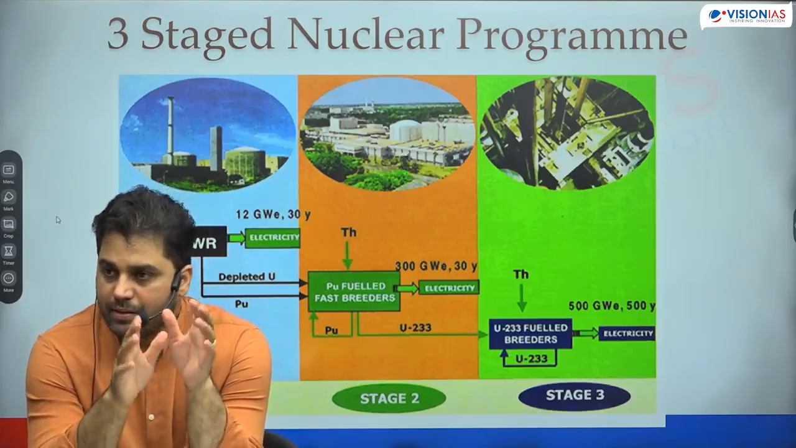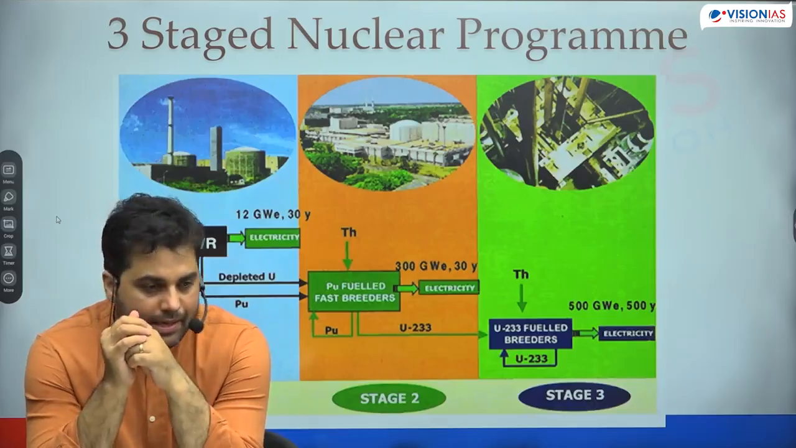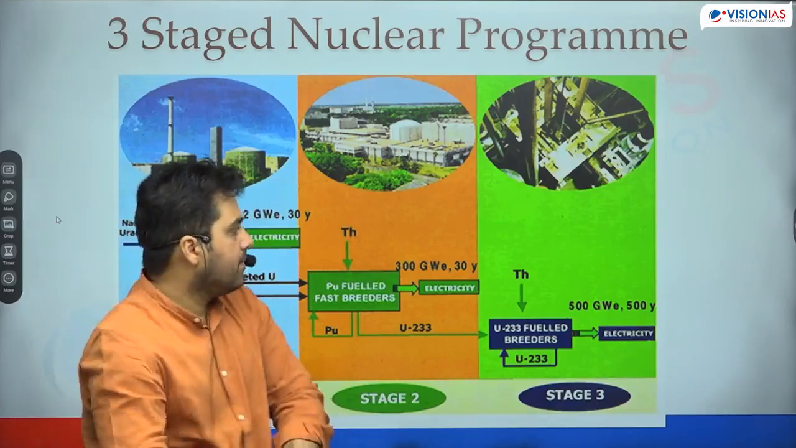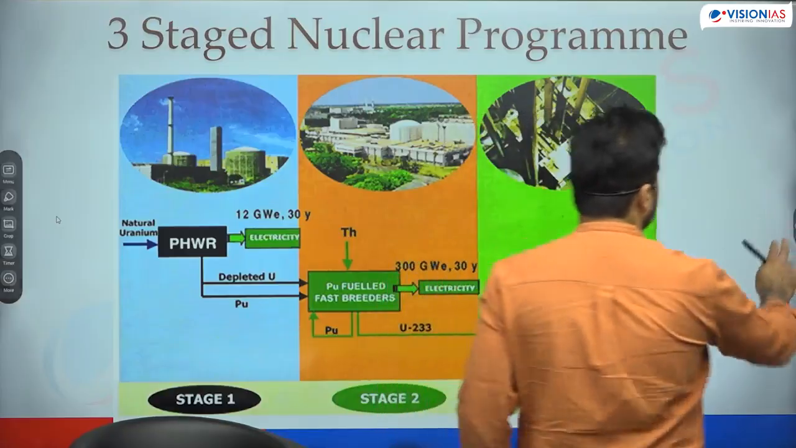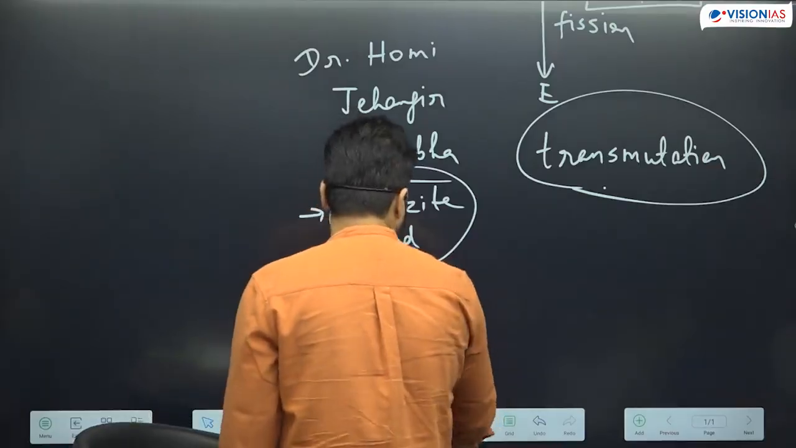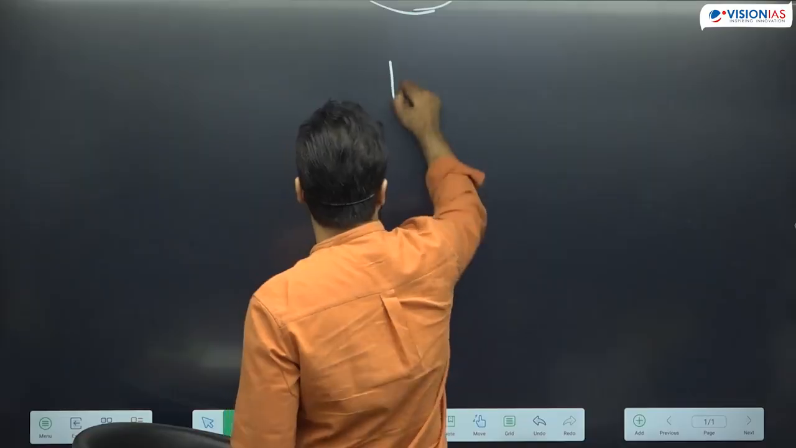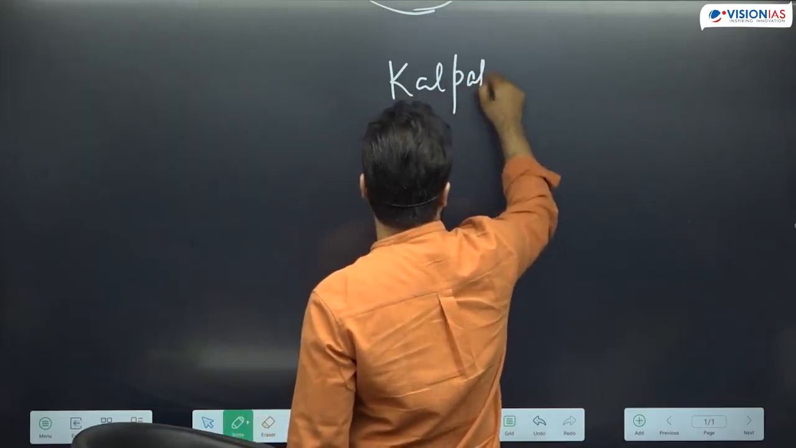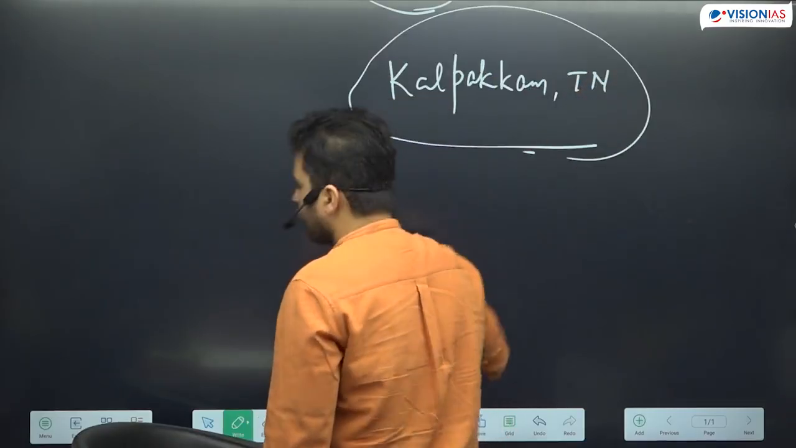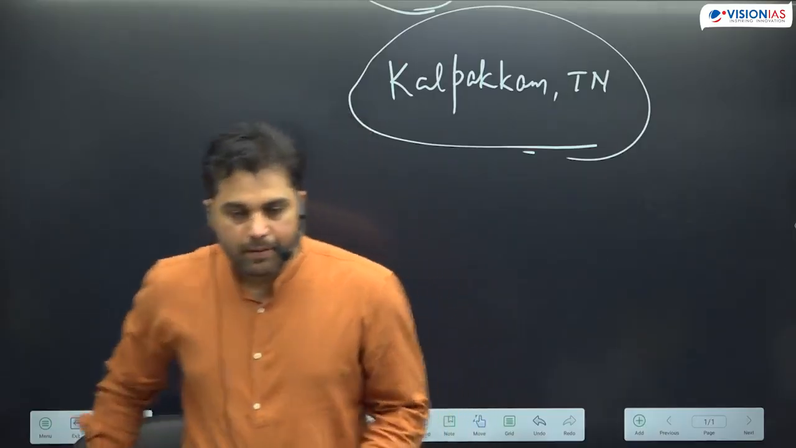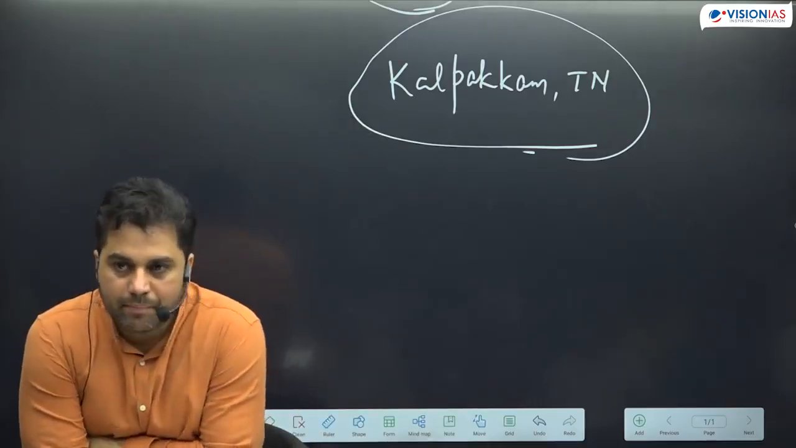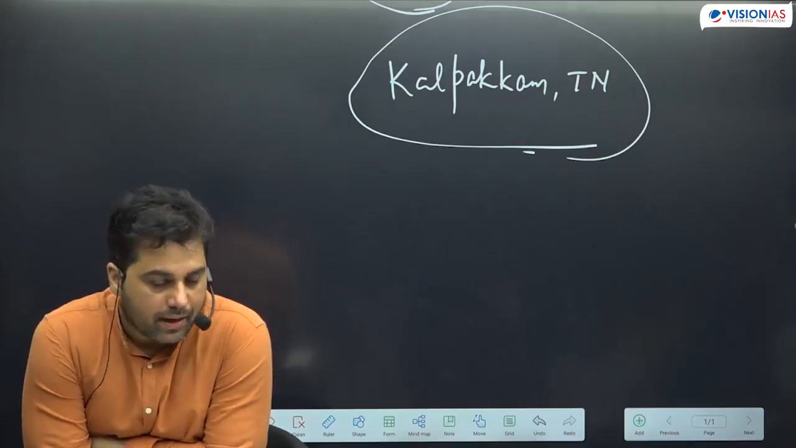And the most important line, write down. Recently at Kalpakam, Tamil Nadu, fuel loading had started in a fast breeder reactor.